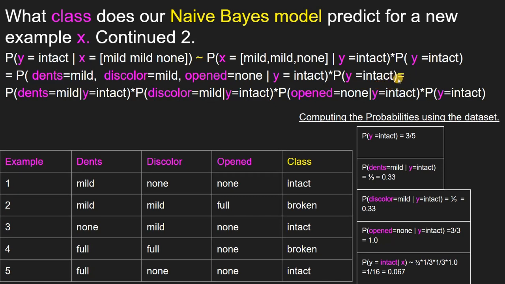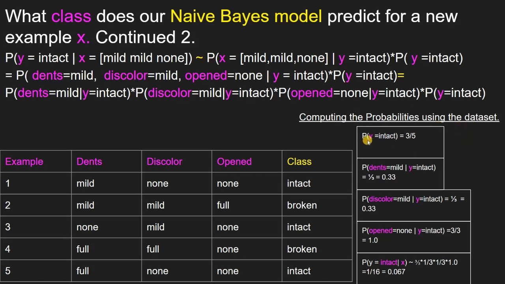And this is going to equal, because of our features being independent of one another, the probability of dense equaling mild, given Y is equal to intact, times the probability of discolor equaling mild, given Y is equal to intact, times the probability open equaling none, given Y is equal to intact, times the probability of Y equaling intact, right? So to compute the probability of Y given X, given our example X, we need to compute these 4 terms, right? And we compute these 4 probabilities using the data set, right?